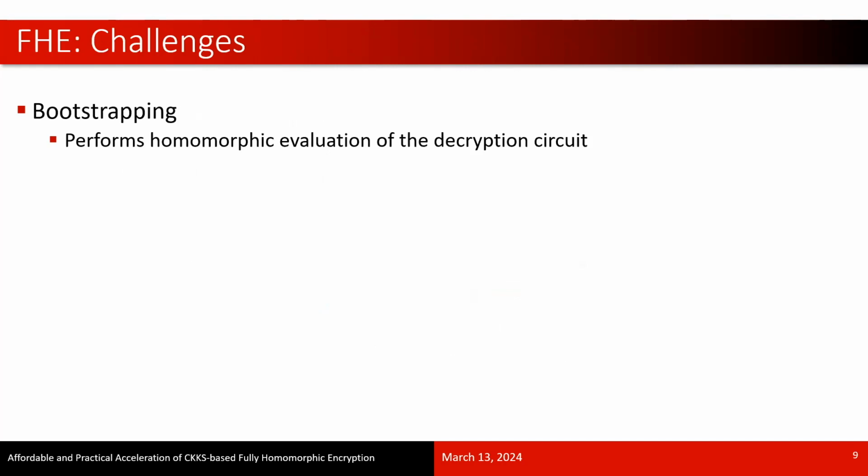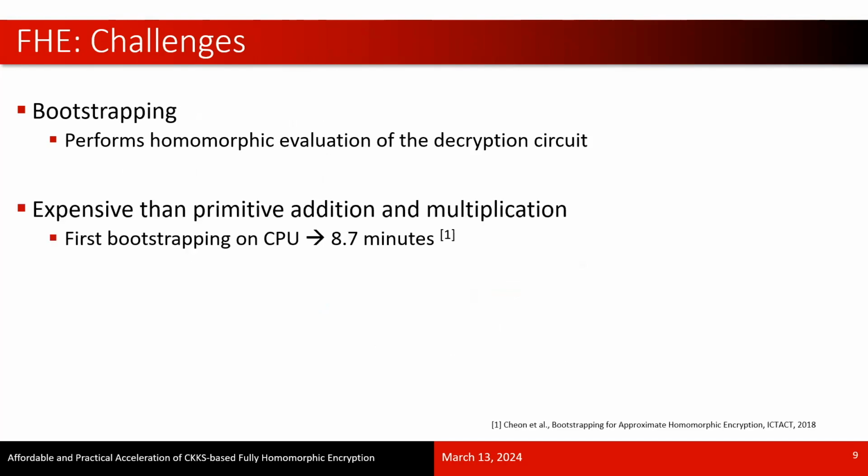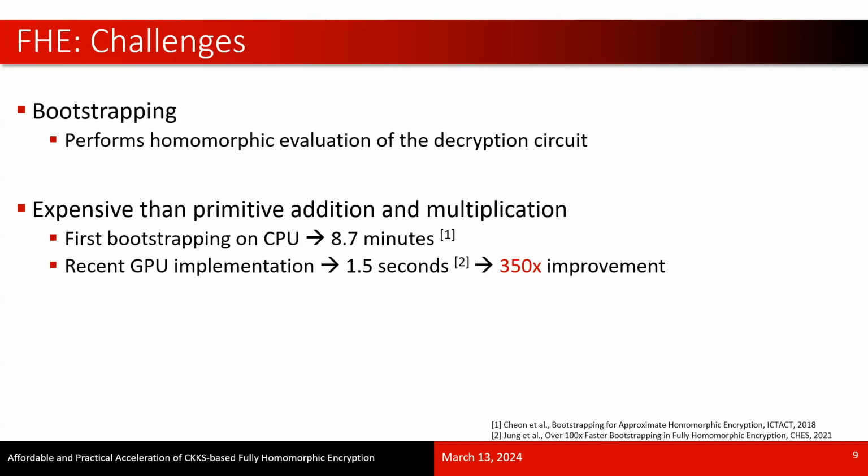Coming to the second solution, that is bootstrapping. The bootstrapping operation tries to refresh the noise in the ciphertext by performing decryption homomorphically. And it is more expensive than the primitive addition and multiplication operations, as it needs to perform thousands of these addition, multiplication, and rotation operations. The first CKKS bootstrapping implementation took about 8.7 minutes on a CPU. And with developments over the past 3-4 years, one of the recent GPU implementations reduced this bootstrapping time by 350 times, bringing it down to 1.5 seconds.